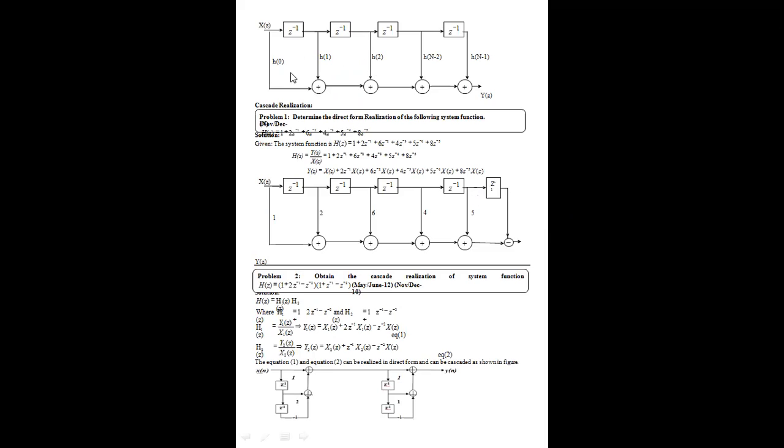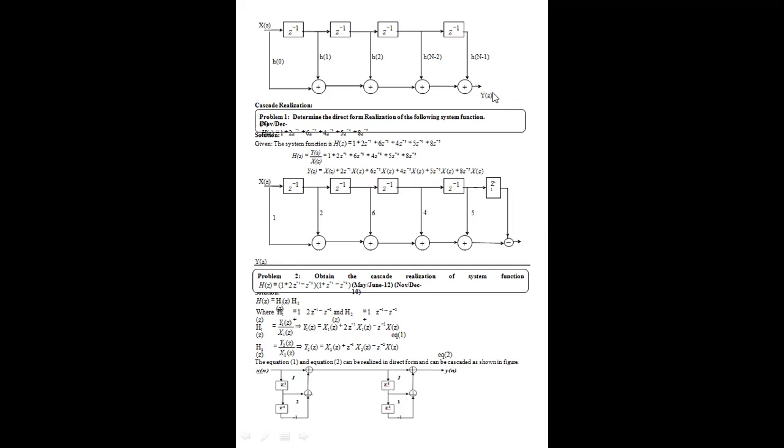This we already saw in the structure. We know that directly we'll be multiplying x of z by z power minus 1, z power minus 2, z power minus 3, corresponding with the factors h of 0, h of 1, h of 2, up to h of n minus 2, h of n minus 1. Combining this with the adder values, we will obtain our y of z. So this is the way to realize the direct form.